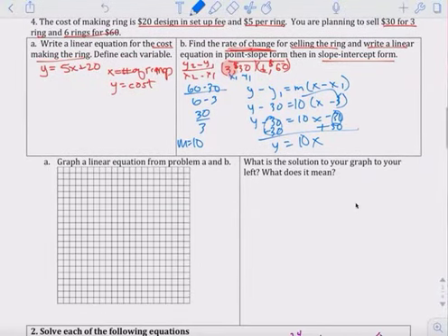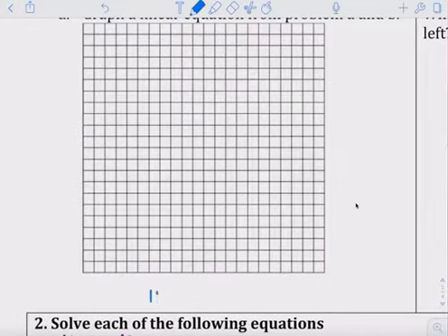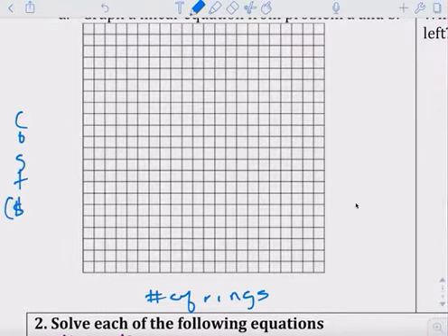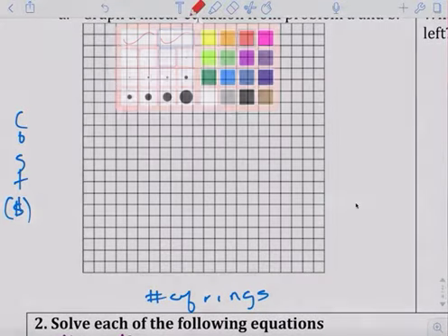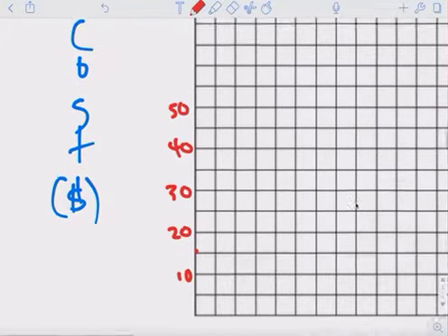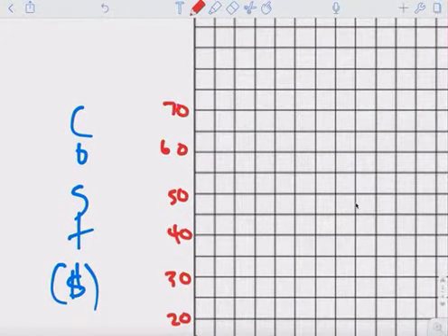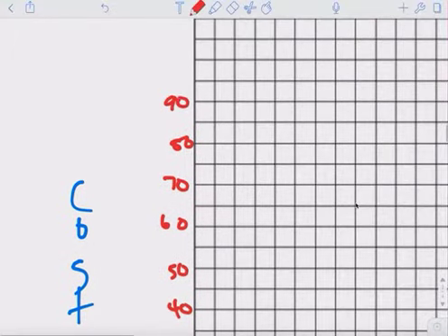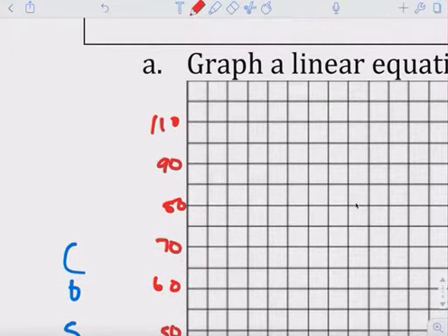Okay, graph it. I'm going to count by tens, and one for the rings, the number of rings. And this is cost, a profit. It's a dollar amount. Okay, so I'm going to count these by fives: 5, 10, 15, 20, 25, 30, 35, 40, and so on up to 100, 110.